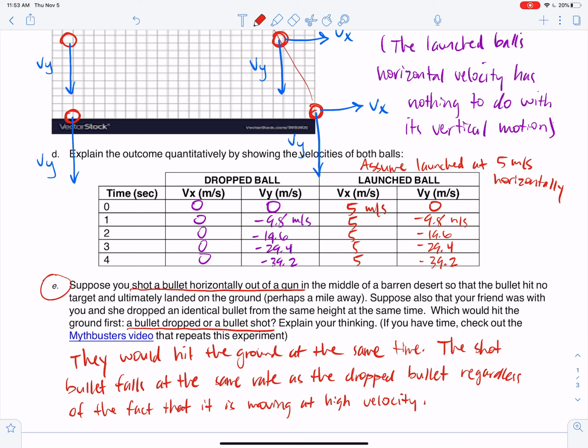So again, the horizontal motion is just a distractor. It has nothing to do with the rate at which it will fall.